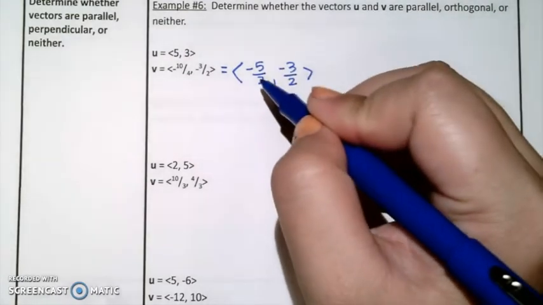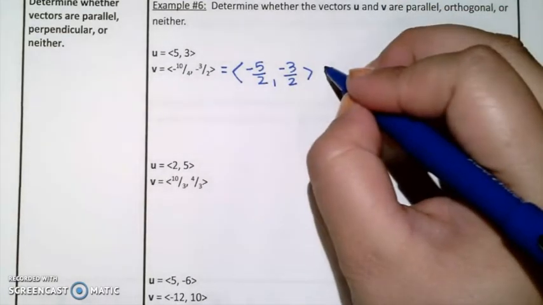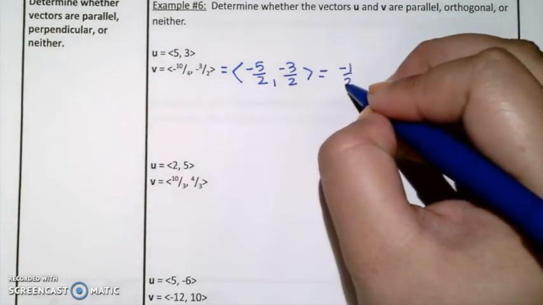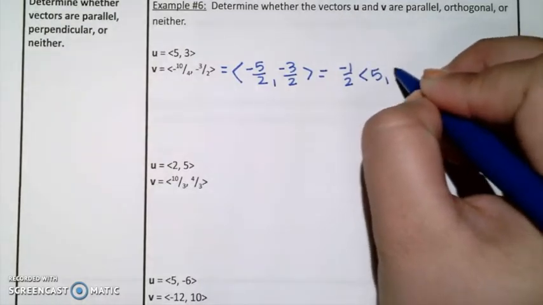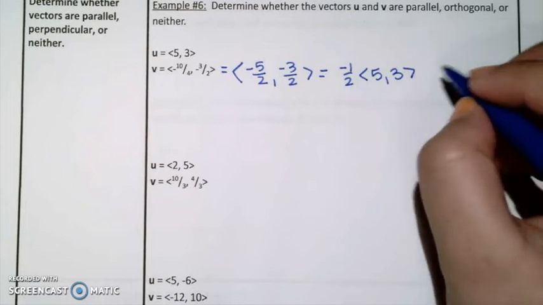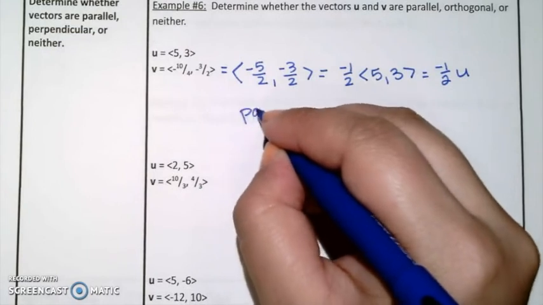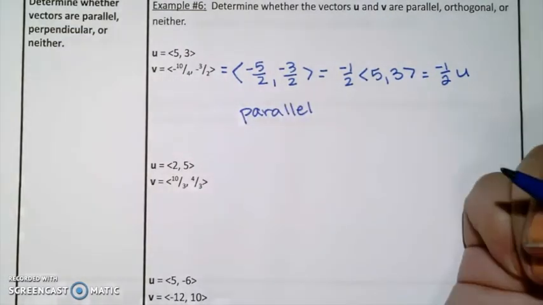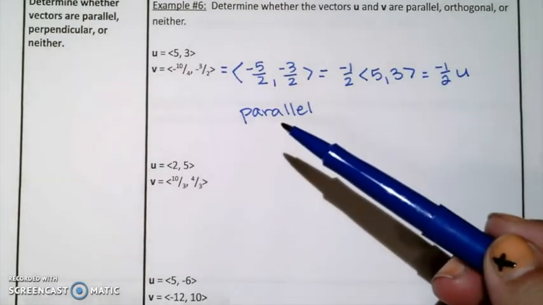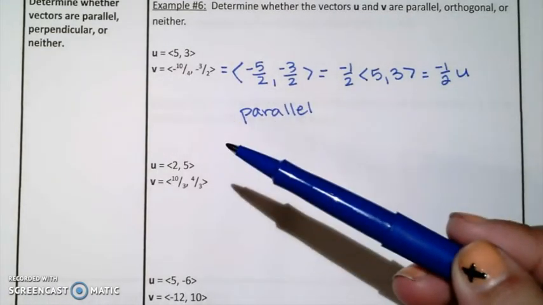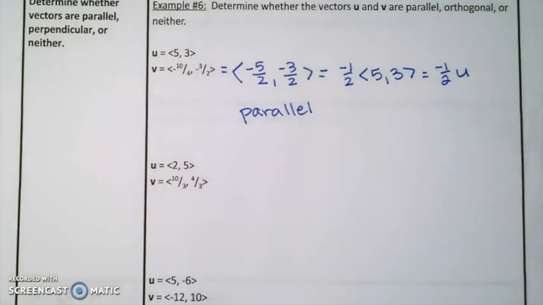Now I see a common factor of negative 1/2. So we can factor that out: negative 1/2 times the vector 5, 3. Now see how this is actually equal to negative 1/2 times u. That means that these must be parallel. All right. So using this tactic of finding parallel vectors, and then the previous method where we found orthogonal vectors by using the dot product, and if neither of those methods work, then it is neither. Go ahead and try the other two problems in this example.